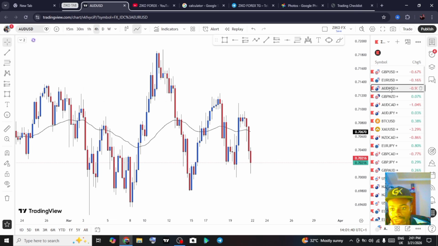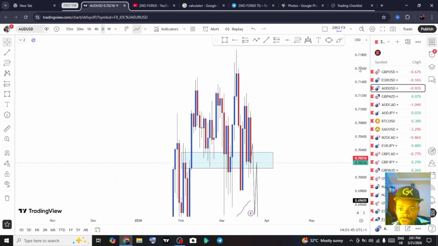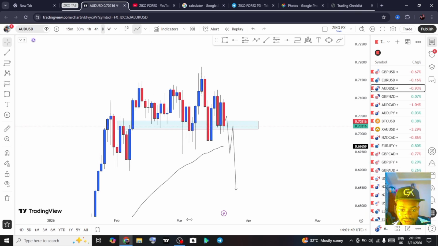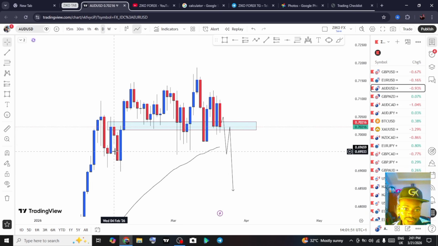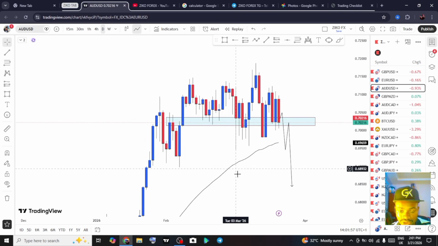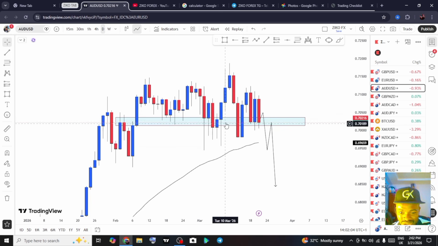Now the third pair we have is AUD USD. So AUD USD, let me show you what we have. AUD USD on the daily time frame is currently bearish, right? This right here is market going bullish and it shifted bearish. This right here is the lower low and this right here is the lower high. The area of interest on the daily time frame is not so clean. As you can see, we have just one rejection, two rejections, and somewhat of a rejection.